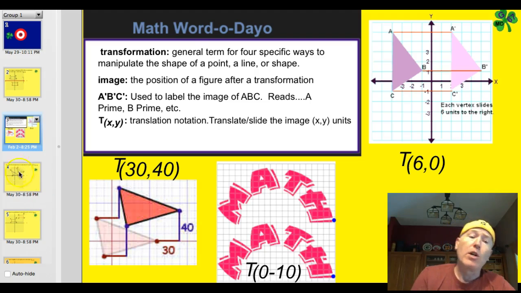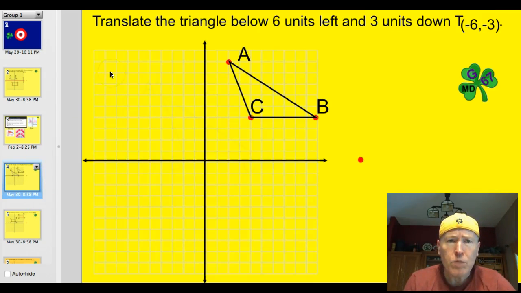All right, let's get started. This is kind of a fun one. So we need to translate the triangle below 6 units left and 3 units down. Negative 6 units, 6 units to the left, and 3 units down, negative 3. All right, so we're going to go ahead and do that.